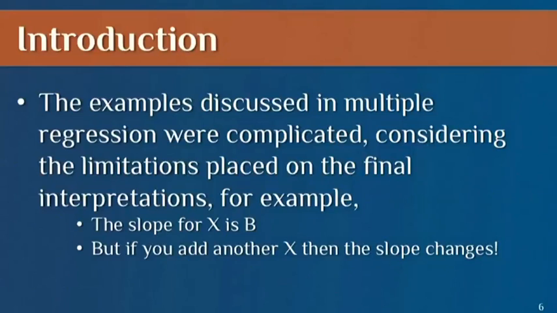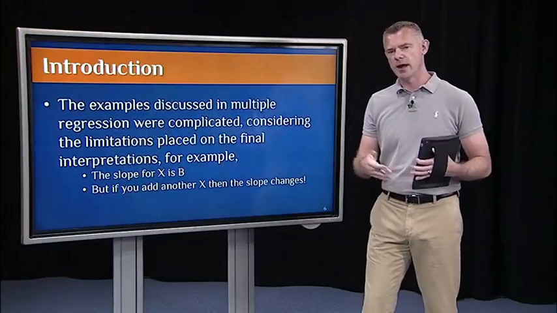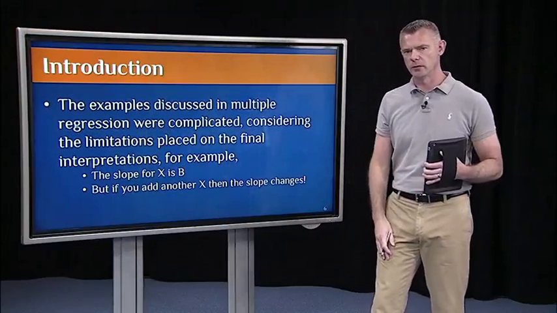Just an example, from simple regression to multiple regression: in simple regression you say, well, the slope for some predictor is b, that's the value, and then say, oh, but wait, now I've added in another predictor. That's no longer the slope, it's changed because we now have multiple predictors in the regression model.